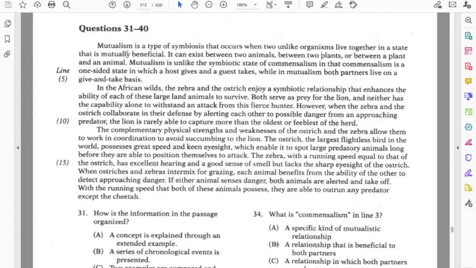And then they live together in a state that is mutually beneficial. That's basically what symbiosis is in most people's opinion. But mutualism is just a type of symbiosis, right? So it can exist between two animals, between two plants, or between a plant and an animal, right? Mutualism is unlike the symbiotic state of commensalism. Again, words that native speakers generally don't know unless they're in biological fields. In that commensalism is a one-sided state in which a host gives and guests take, while in mutualism, both partners live on a give-and-take basis.